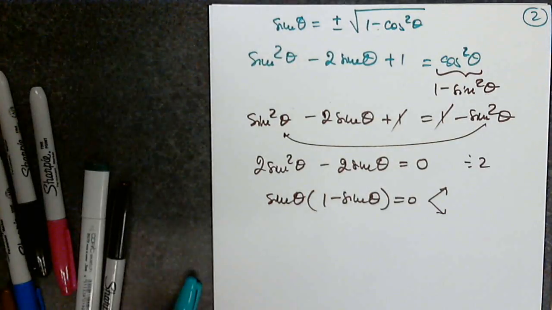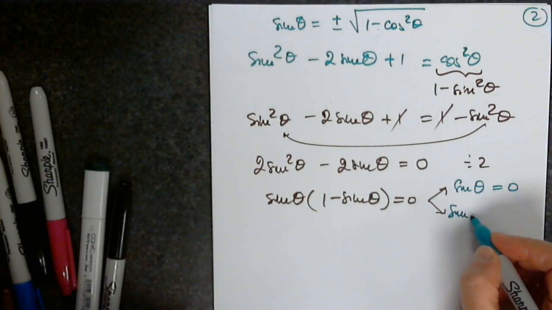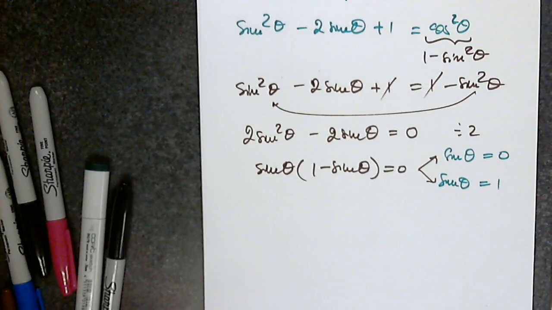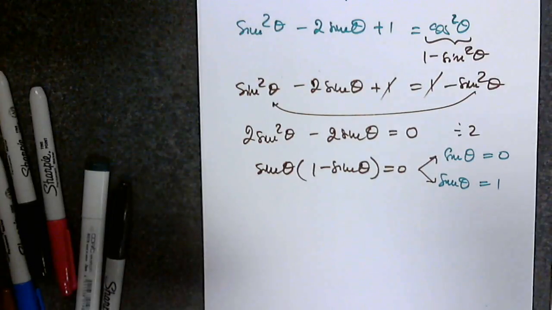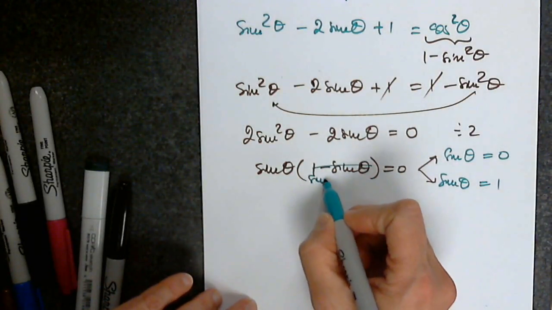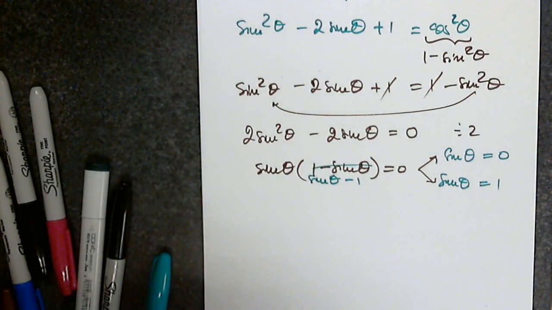Right now I have 2 options: sine theta equals 0 or sine theta minus 1 equals 0. Is this okay so far? Oh, I'm sorry, I don't know why I wrote that. So we see the solutions are sine theta equals 0 and sine theta equals 1. Any questions on that?